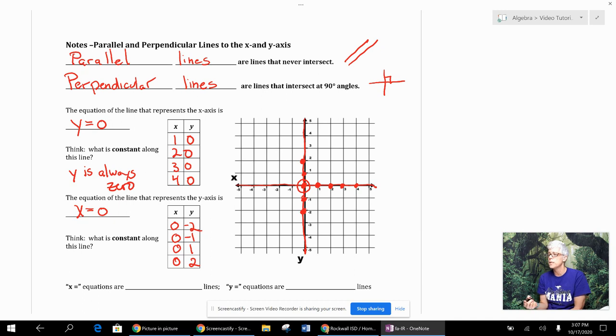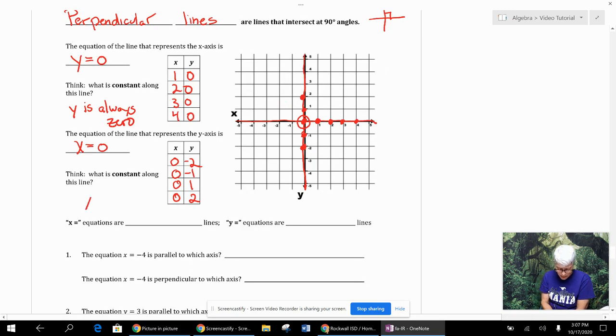This is another one of those things that's pretty easy, but it's also very easy to mix up. So we try not to mix it up, and we try to verify what we think is the correct answer. So on this one, x is always 0.